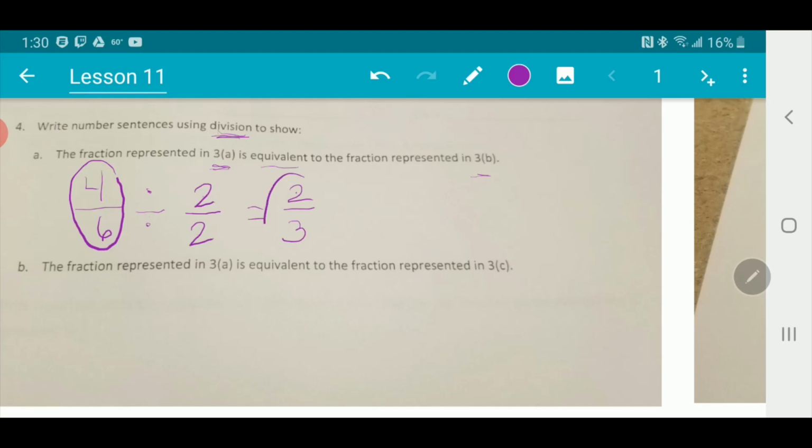Then we're going to circle 4/6 and 2/3 because those are the two fractions that are equivalent or equal. So we're going to write equal after circling those.